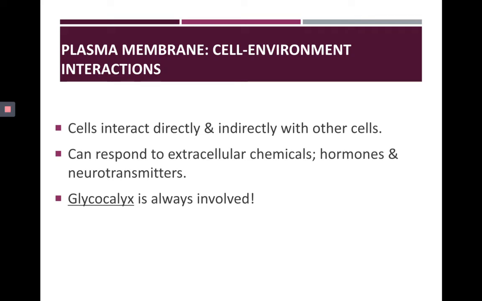Now that we've looked at passive and active transport through the plasma membrane, let's finish up talking about the plasma membrane, and then we'll proceed through the cytoplasm into the nucleus. So the plasma membrane does cell and environment interactions. For that reason, we need to talk a little bit more about the glycocalyx, because the glycocalyx is always involved when the cell interacts directly or even indirectly with other cells.